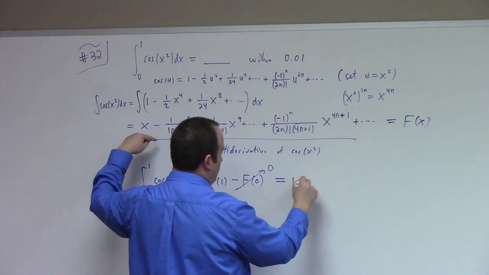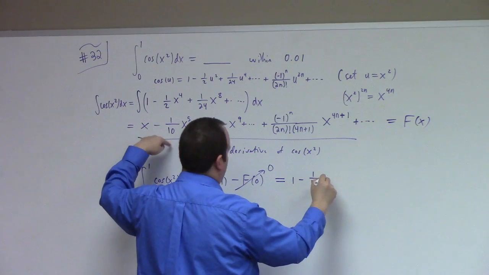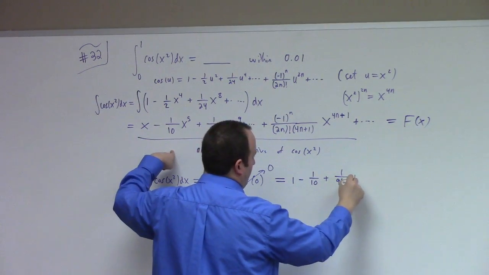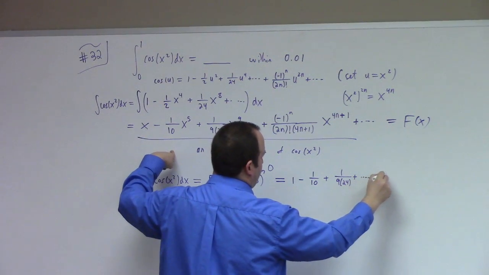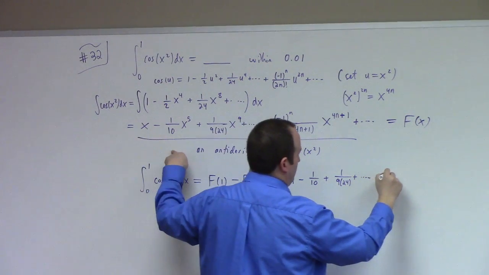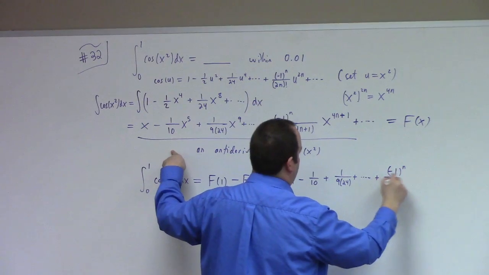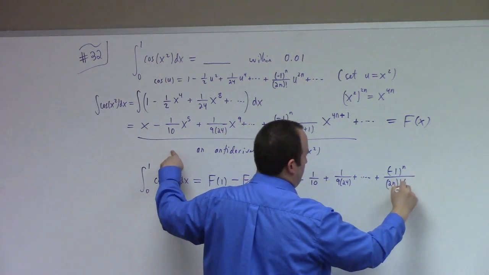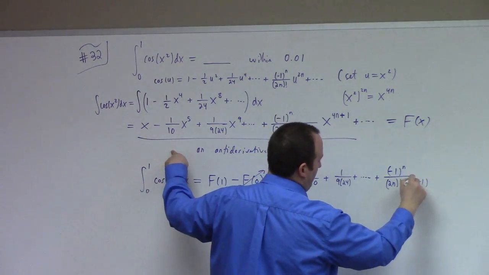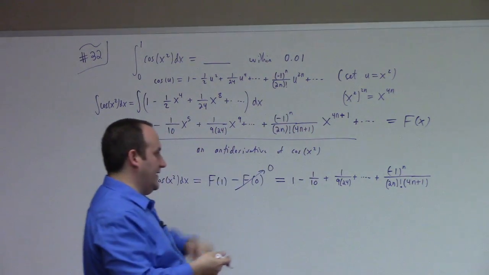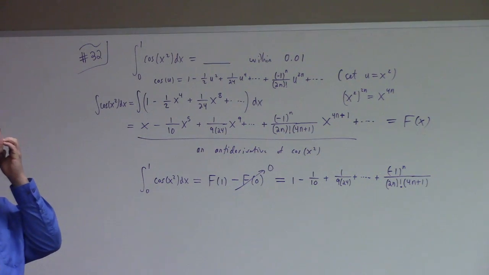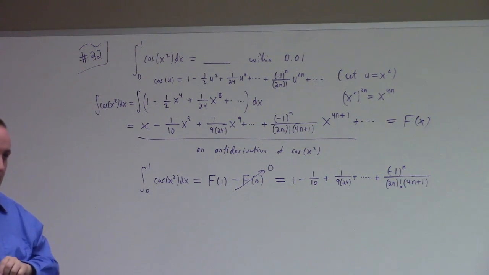I've got 1 minus 1/10 plus 1 over 9 times 24, plus dot, dot, dot. Eventually we get to the minus 1 to the n over 2n factorial, 4n plus 1, yeah. Now I may not even need that nth term. What am I supposed to do? I'm supposed to find the error, right?